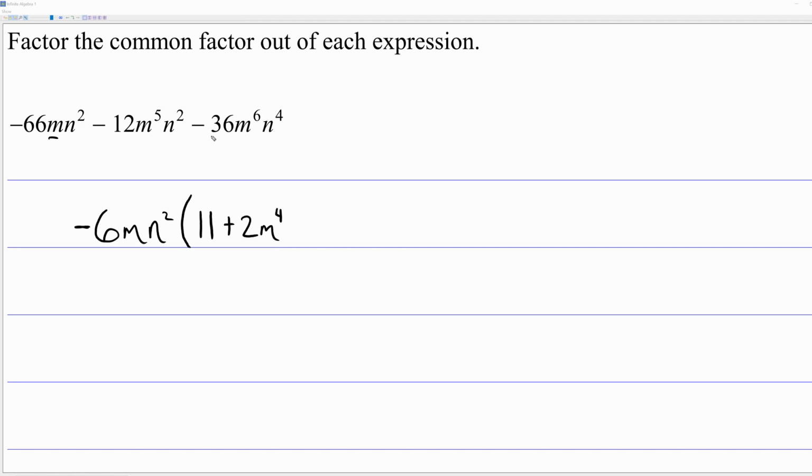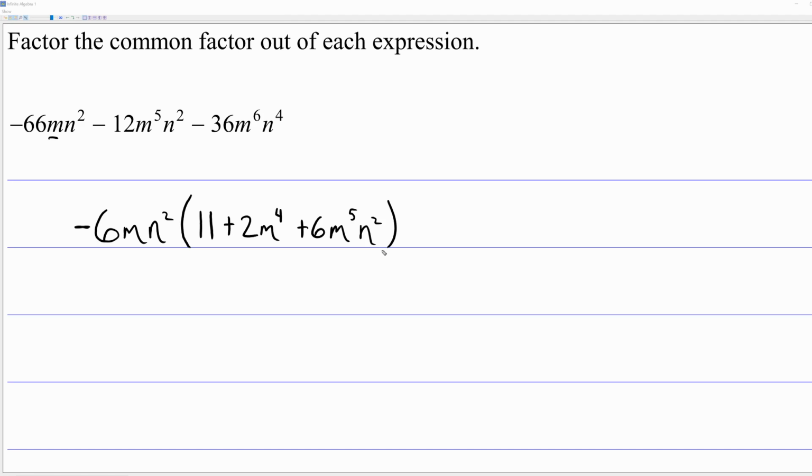Go to the next term. -36 divided by -6 is +6. We had 6 m's. We took 1 out. That leaves 5 left. We had 4 n's. We took 2 out. That leaves 2 left. So this is our answer.